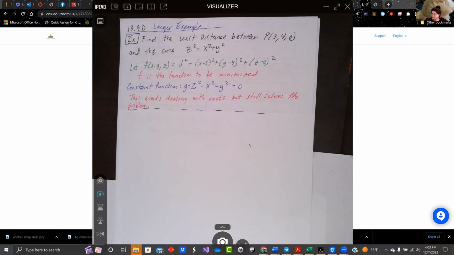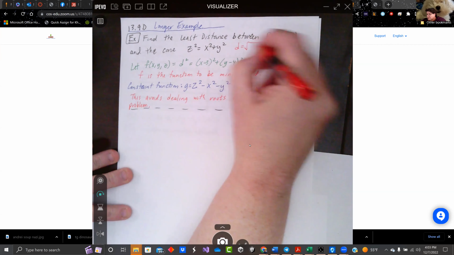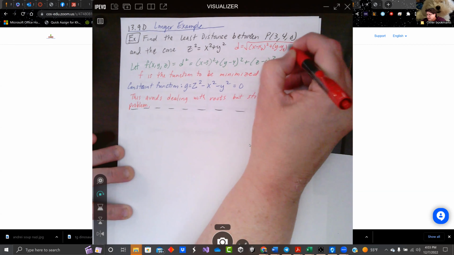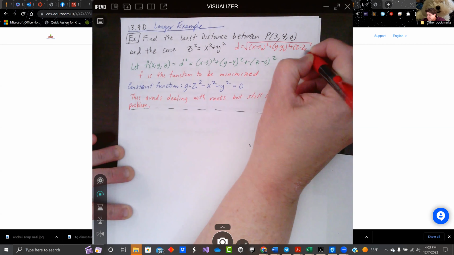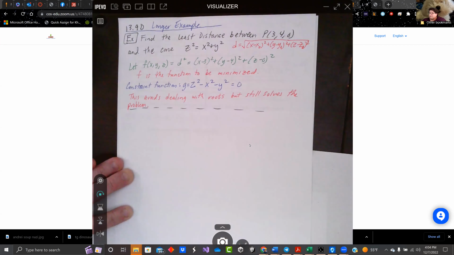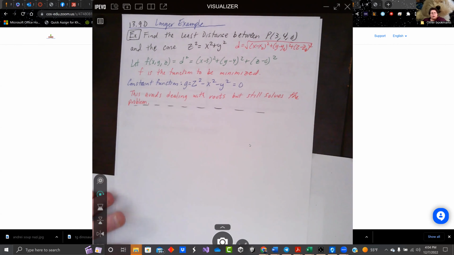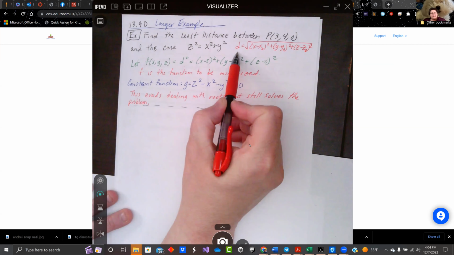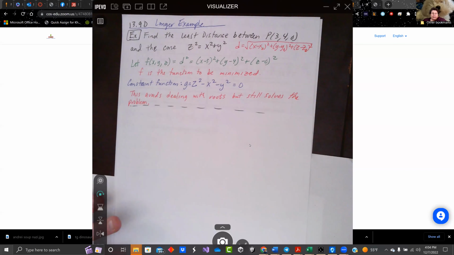So the function we are trying to minimize is the distance formula. The distance formula is normally d equals the square root of (x minus x naught) squared plus (y minus y naught) squared plus (z minus z naught) squared. That's the normal distance formula, but I'm going to work with d squared, because if I can minimize d squared, I'm finding the same spot where d is minimized, and we can avoid working with the root that way.